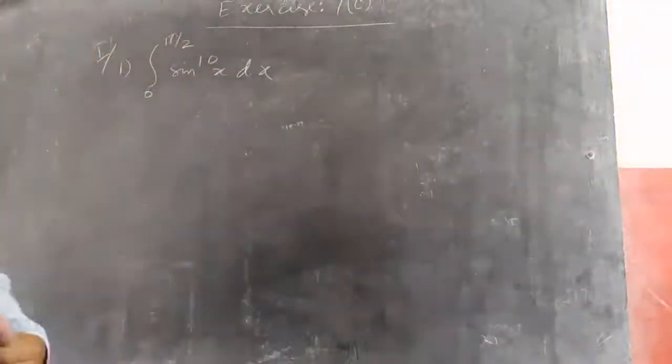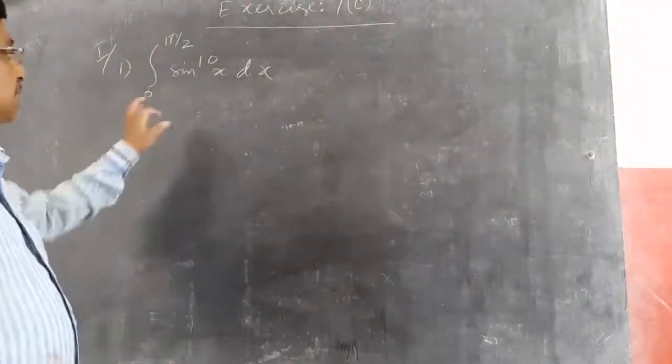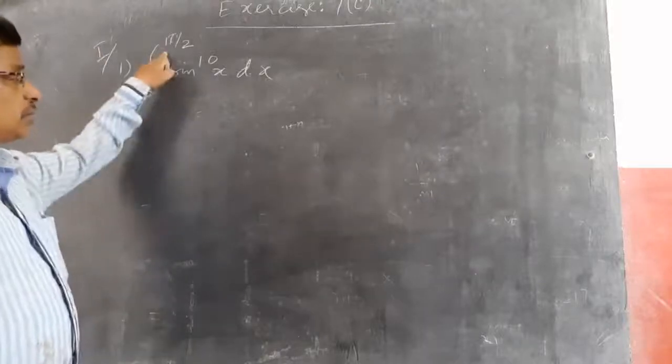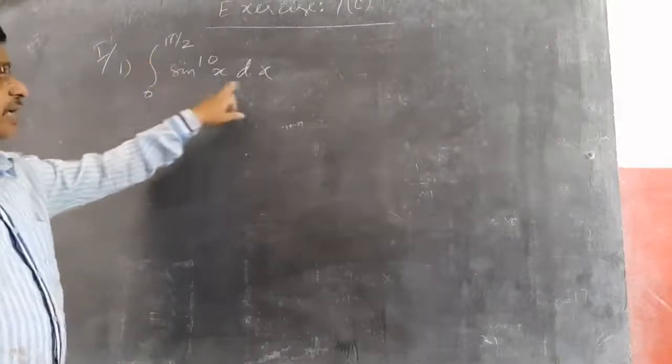Now coming to exercise 7c. First sum, integral from 0 to pi by 2 of sin power 10x dx.